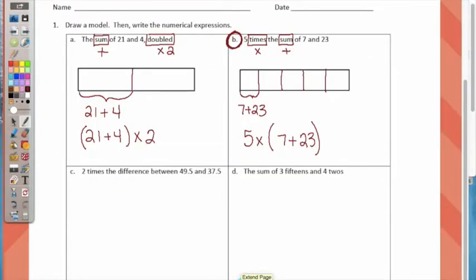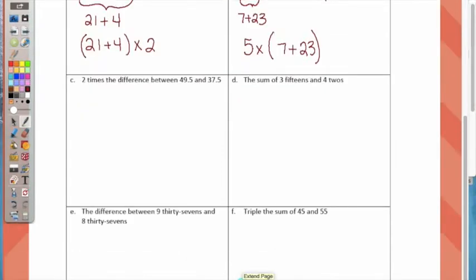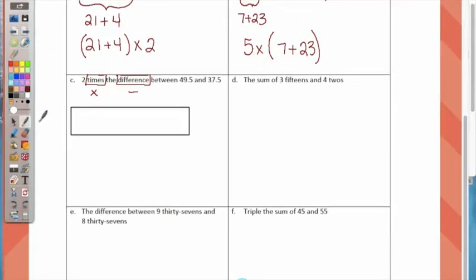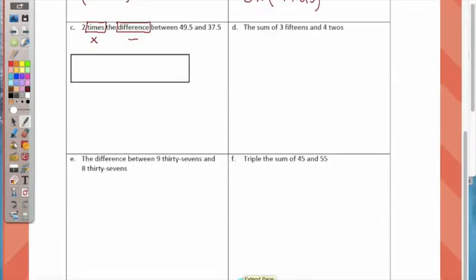It says 2 times the difference between 49.5 and 37.5. Times. Okay. Now, difference tells me I'm going to do what? Subtract. Okay. So tape diagram. Remember I said, always on the tape diagram, start with multiply. So Beverly, what am I multiplying by? 2. So how many boxes will I need? 2. What goes down here at the bottom for me? 49.5 minus 37.5. Very good.